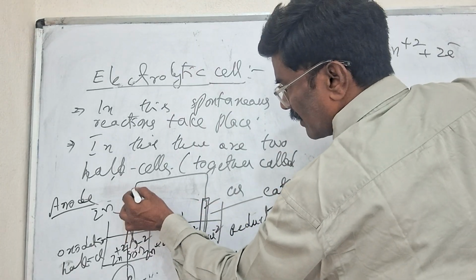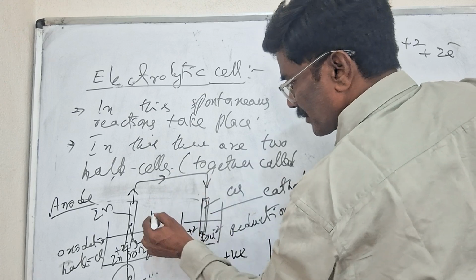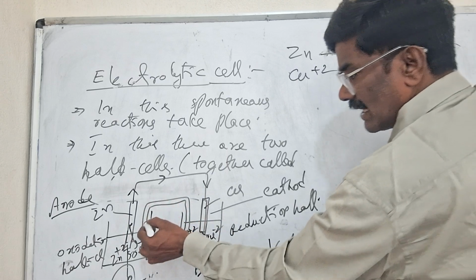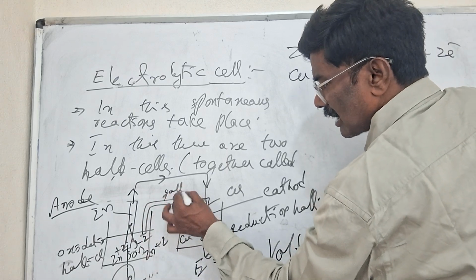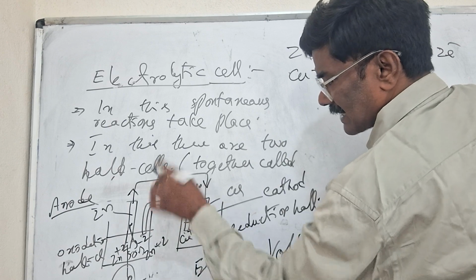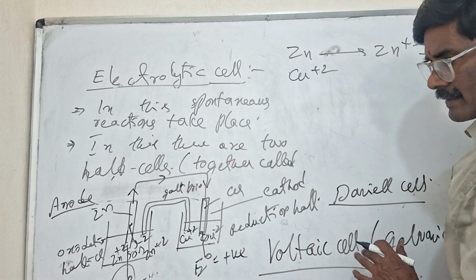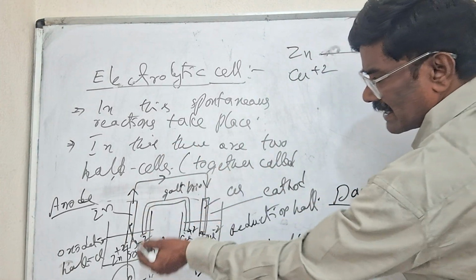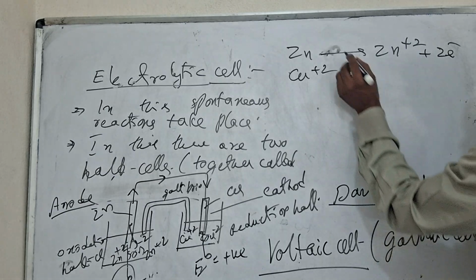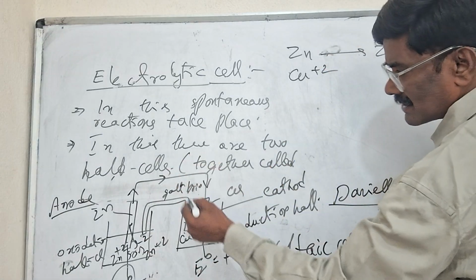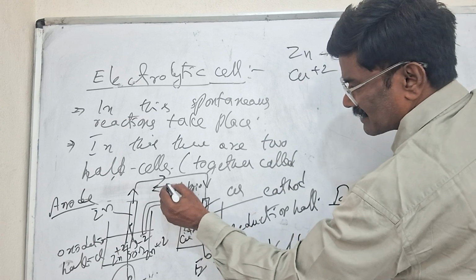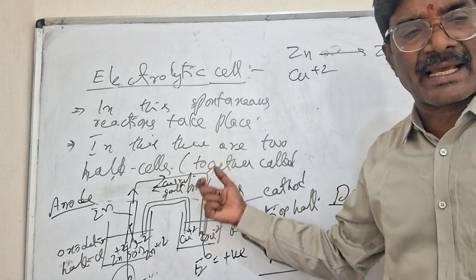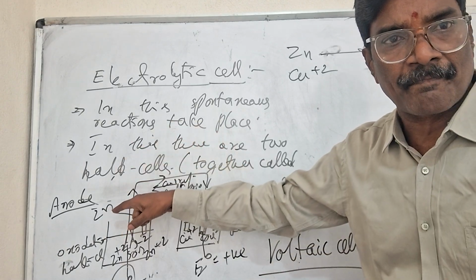On the right side Cu+2 ions are there. Electrons flow from left to right in the outer circuit. The inner circuit is called the salt bridge. To complete the circuit, we use a salt bridge. This is the complete structure of the electrolytic cell. The circuit is completed, so electrons flow from left to right, from anode to cathode. Current flows from right to left. This is also important: electron flow is left to right, whereas current flow is from right to left.